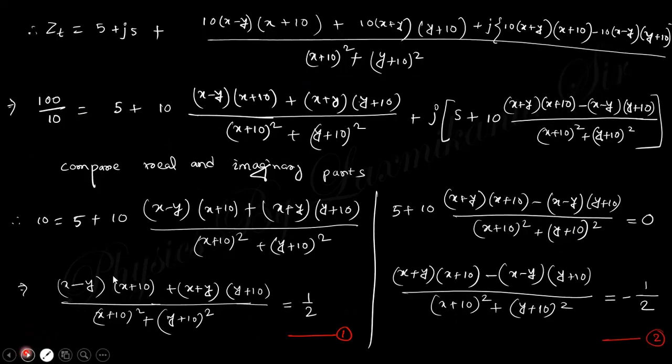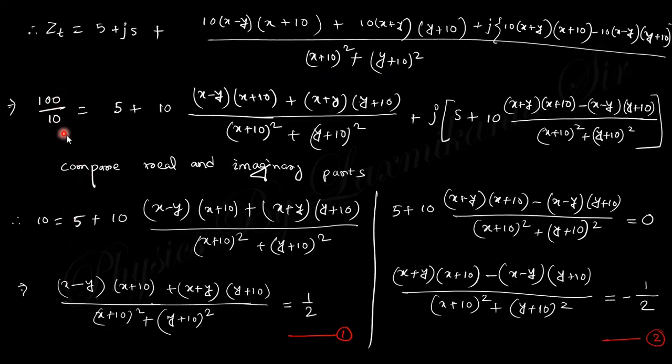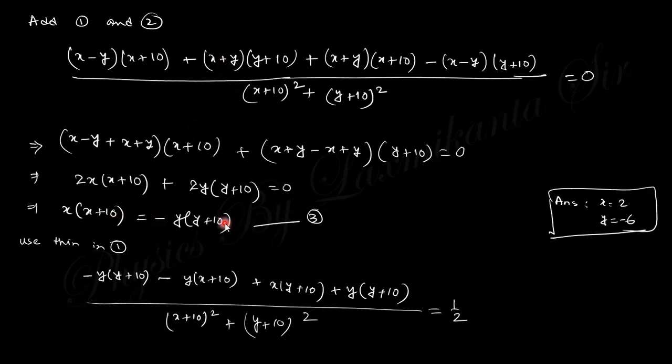After getting that and conclusion, we will get these two equations, because the real part will be 10 and the imaginary part will be 0. The real part is only the resistance, because V and I are in the same phase, so this will be nothing but the real part only. So you will get these two equations, and from that you will get this equation.